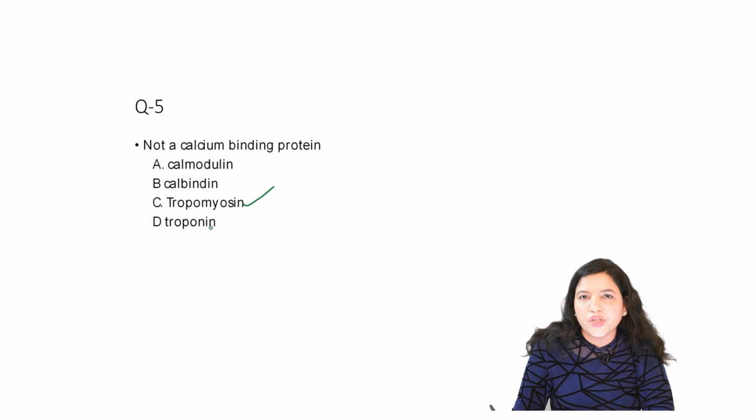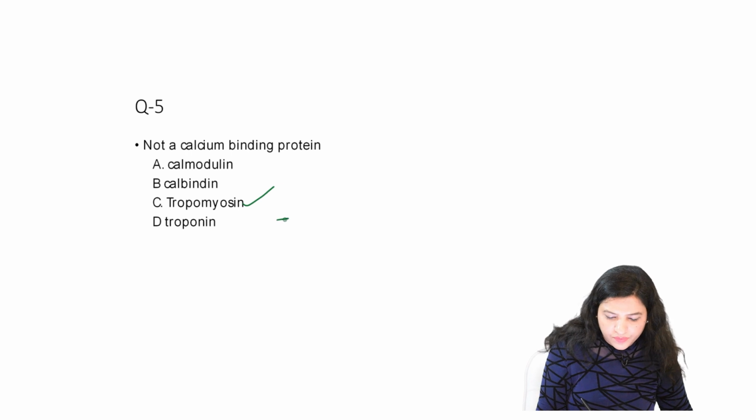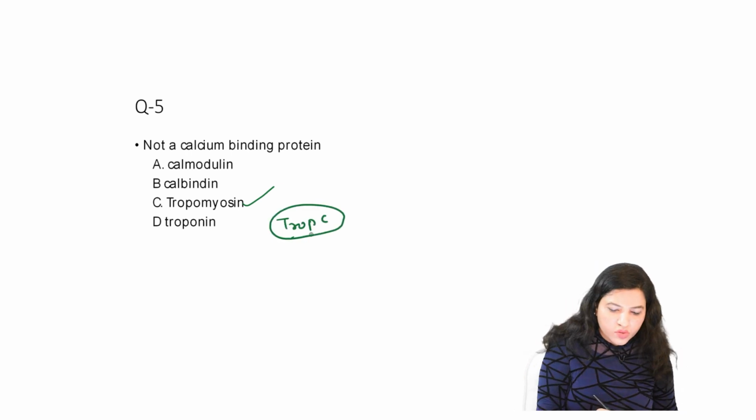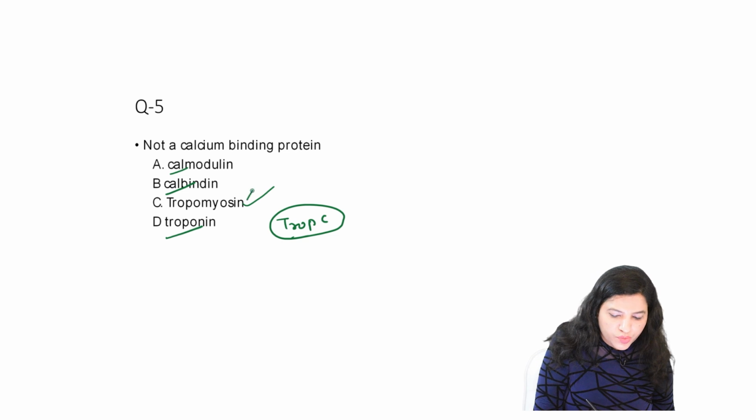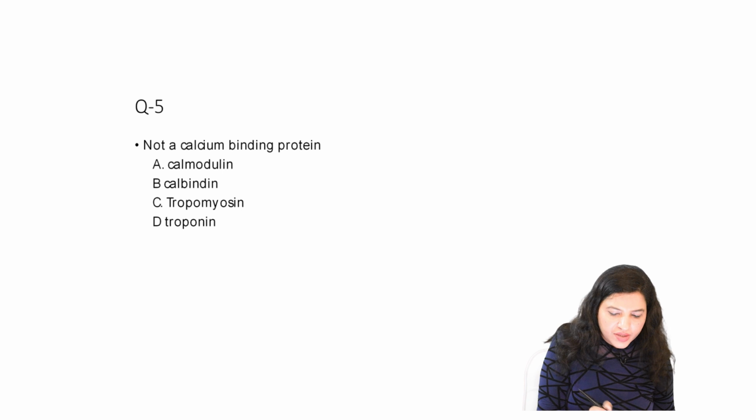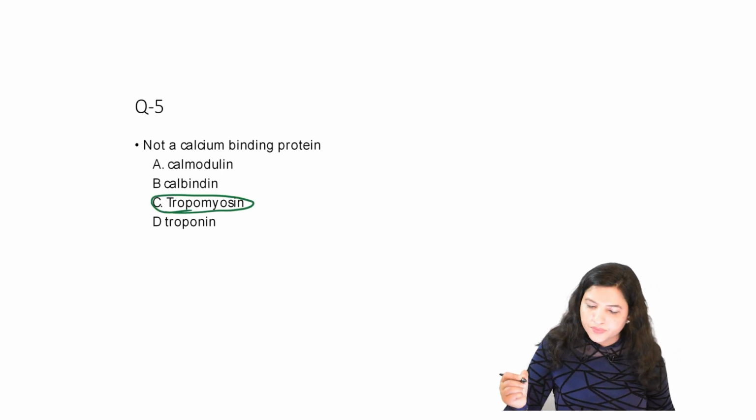And we know troponin. You know that there are 3 types of troponin, and out of that troponin C is a protein that binds to the calcium, Trop C. So calmodulin, calbindin and troponin, all these 3 bind to the calcium and not tropomyosin. So the answer here, not a calcium binding protein, is tropomyosin.